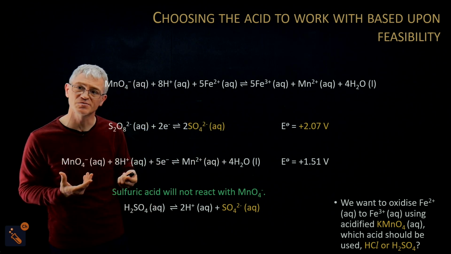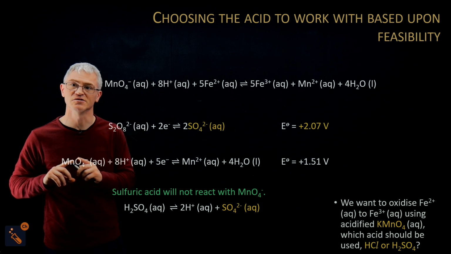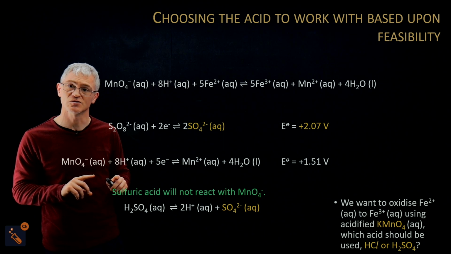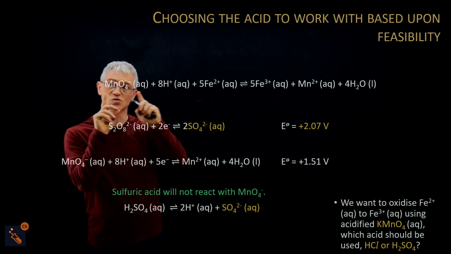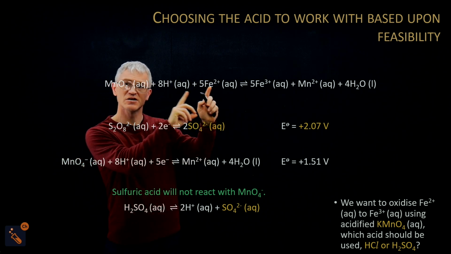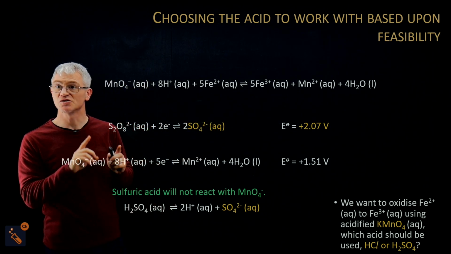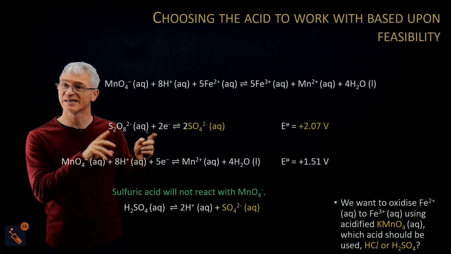I'll just repeat that because this is a very difficult question. You want all of the MnO4 to react with your Fe2+. You want all of it in this equation here. You want all of that, that's the full equation, to react with this. So you don't want any of the MnO4 to react with the acids that you're putting in.